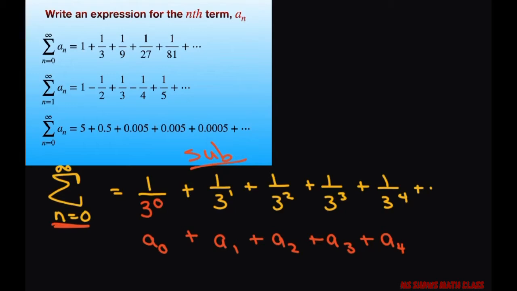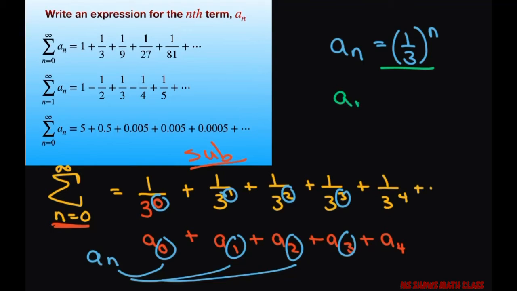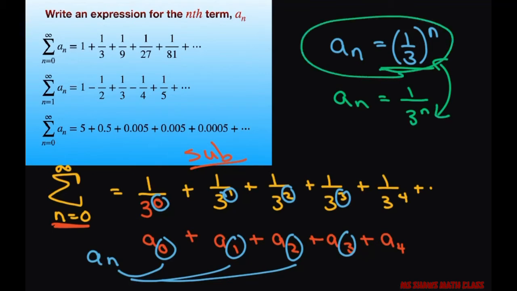All right. Since these match, the n's match your term in the sequence, you're just going to write this as a sub n, because this is your n part, where you're just adding it up. This is going to equal 1/3 to the nth power. That's better to write it this way versus this way. They're the same, but this is a little better way to write that one.